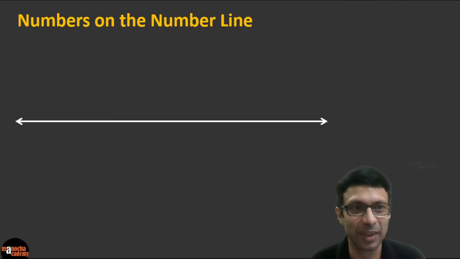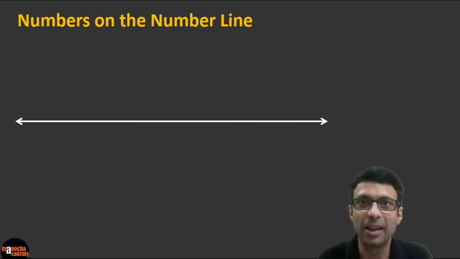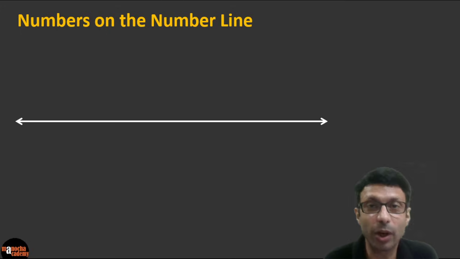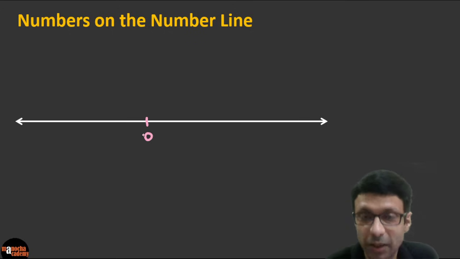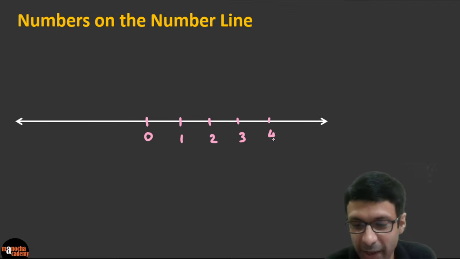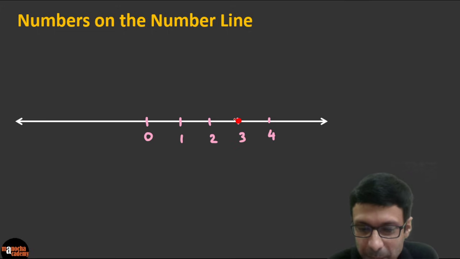Okay, so guys, let's take a look at the numbers on the number line. All of you know what the number line is and how we can represent numbers on it. So first, let's mark our zero. Let's mark the 0 on the number line. And let's say if this is 1, this is 2, this is 3, this is 4, right? So you know that 3 is going to be here on the number line.